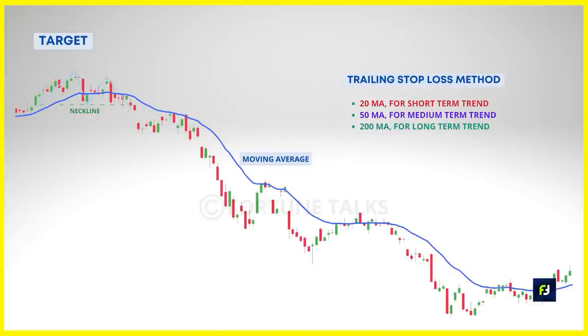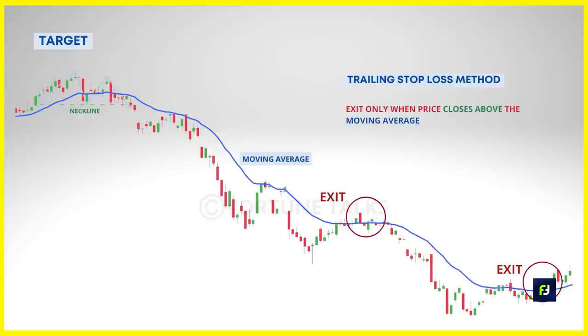So for capturing short-term trends, you use a 20-period moving average. For a medium-term trend, you use a 50 moving average. And for a long-term trend, you use 100 or 200 moving average. And we will exit the trade only when the price moves below the trailing stop loss.